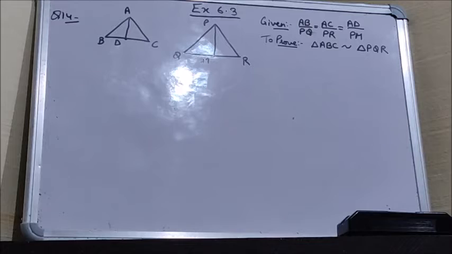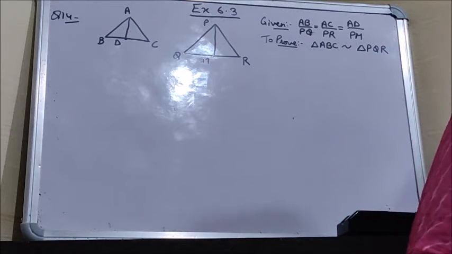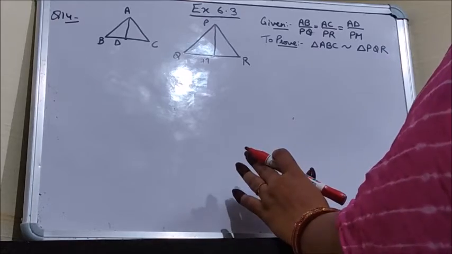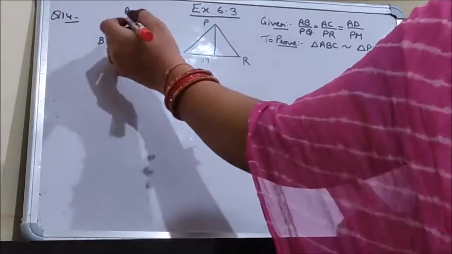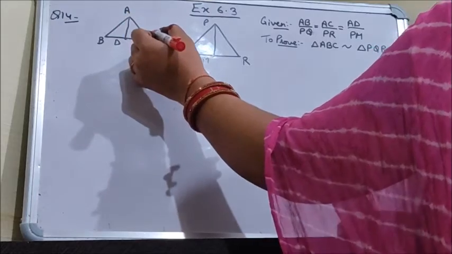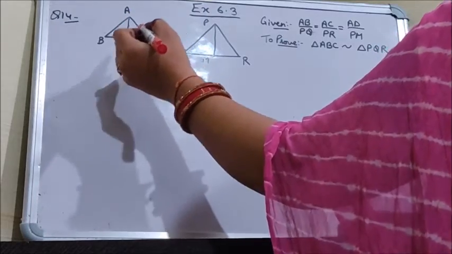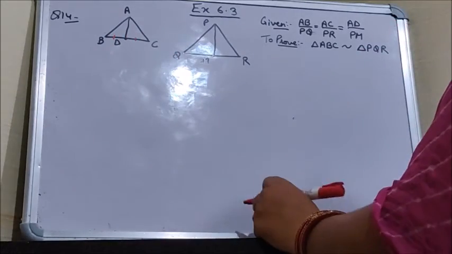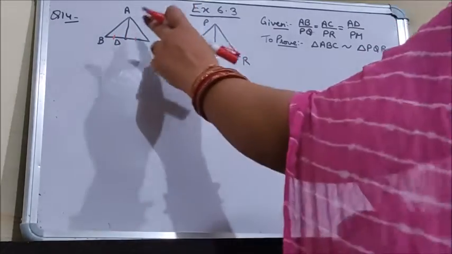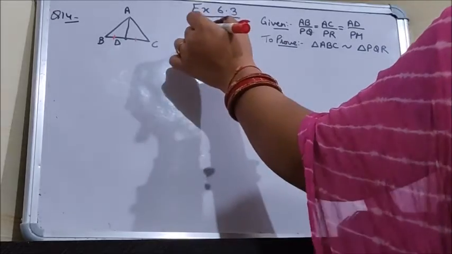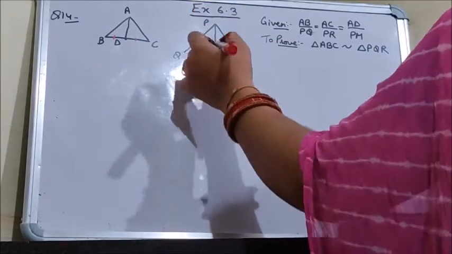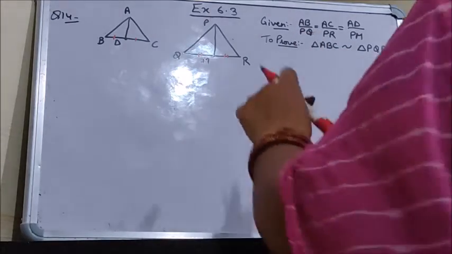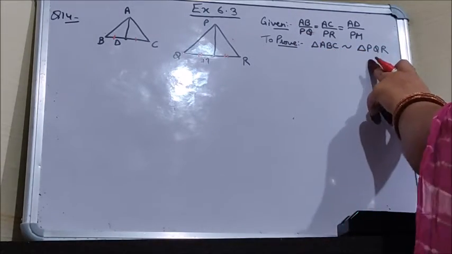Exercise 6.3. This question is similar to question number 12, but this is important. Sides AB and AC and median AD of triangle ABC are respectively proportional to sides PQ, PR and median PM of triangle PQR. Again, this is a median. You have to prove that triangle ABC is similar to triangle PQR.